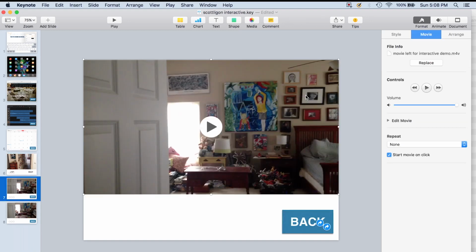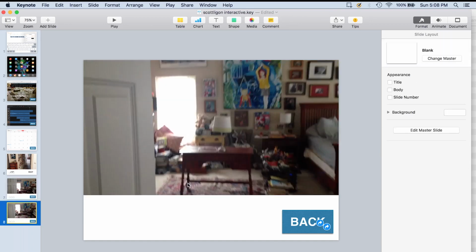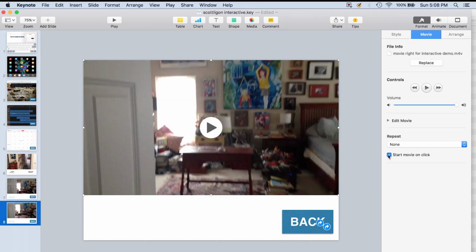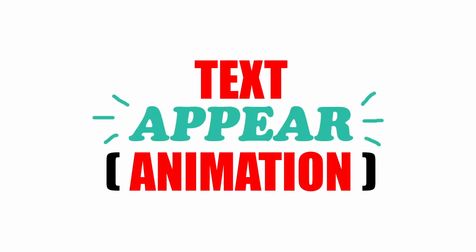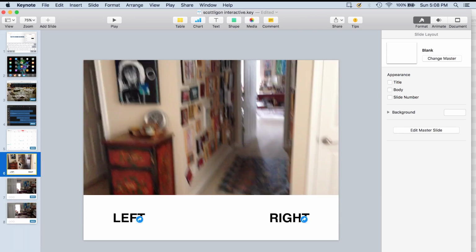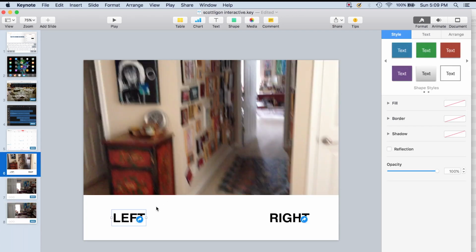Then we go over here, select that movie. Same thing. Don't start movie on click. Select the movie. Don't start movie on click. Text appear animation. Now we want to go back here and we want to animate our words. Why do we want to animate our words? Well, we want the entire movie to play and then have the words appear. You don't want to give people a new choice before they've even seen what happens with their last choice. Right? So we want this to play and then give new choices.